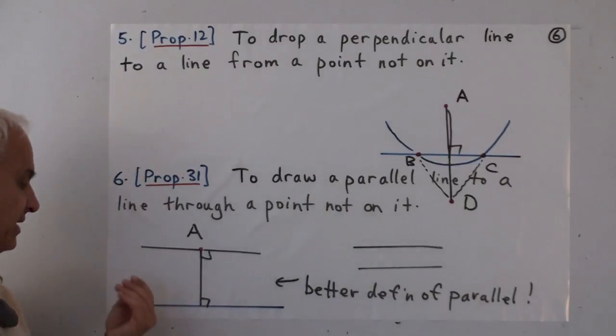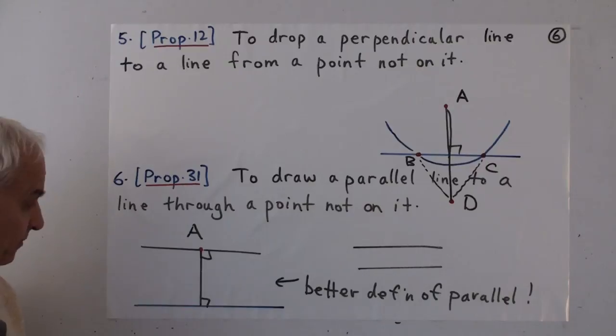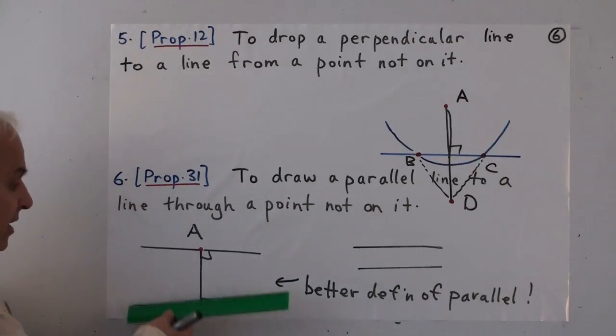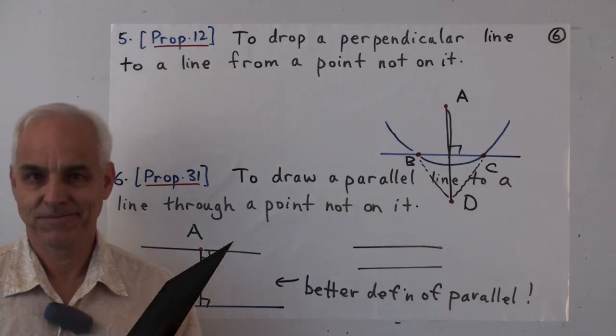All right, but in any case, this is in practice a very simple and easy and effective construction for constructing a line that's parallel to a given line through a point not on it.